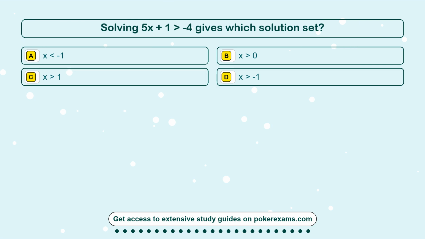Question 10. Solving 5x plus 1 minus 4 gives which solution set? Option A, x minus 1. Option B, x0. Option C, x1. Option D, x minus 1.